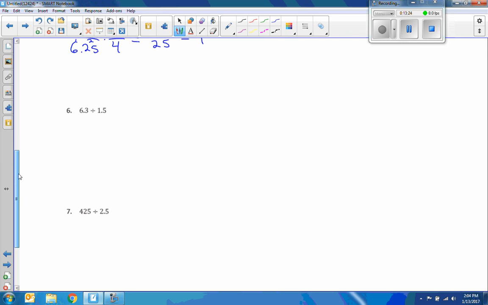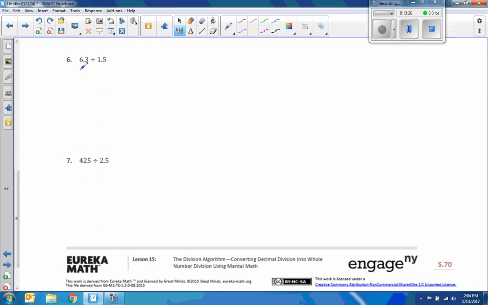3. Okay, 6.3 divided by 1.5. I'm going to write this as a fraction first. I want to get rid of this decimal down here, and if I double 15, I get 30. And with the decimal, 1.5 times 2 is 3. So I'm going to double it to get rid of this. So if it ends in 5, just double it.